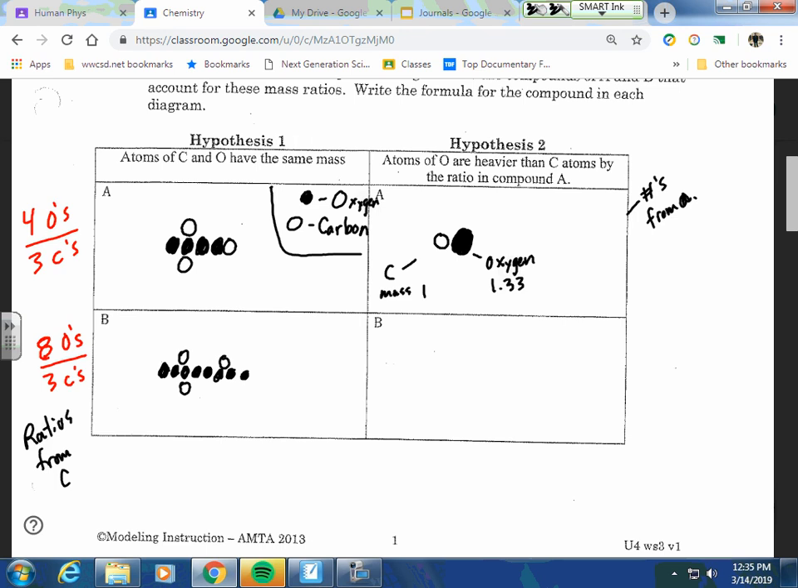Now in this next one, I would have to do, what was the number? 8 to 3. What is that? 2.66? Okay. So I could do carbon, and then I would have to do an even larger oxygen. Okay, so it's still carbon with a mass of 1, and then oxygen, this time with a mass of 2.66.